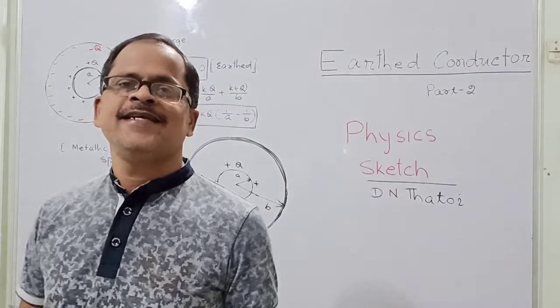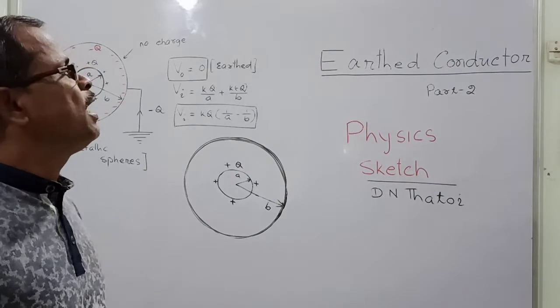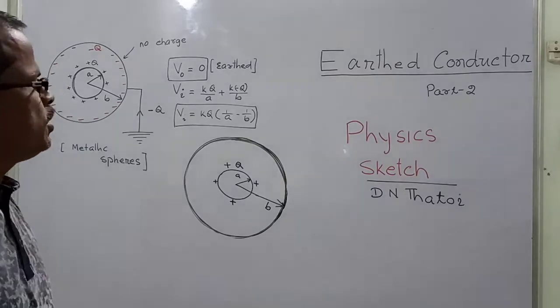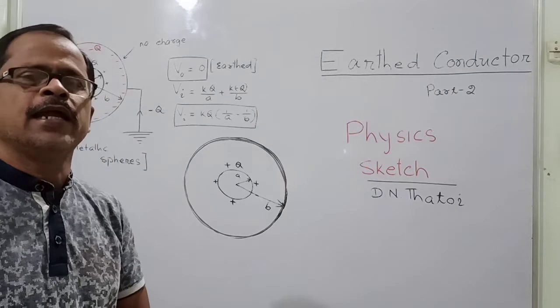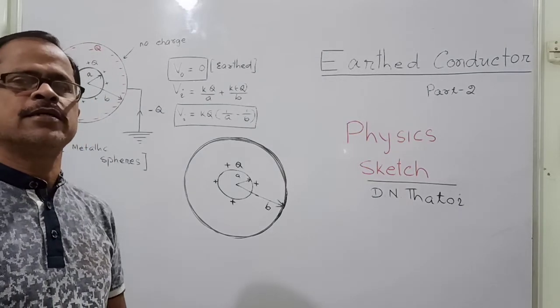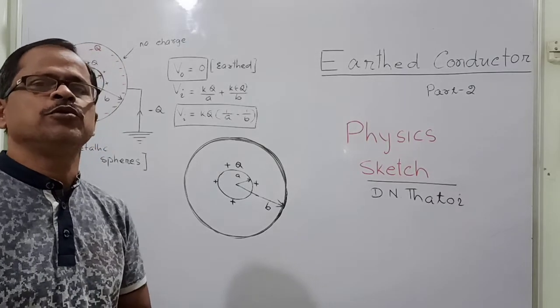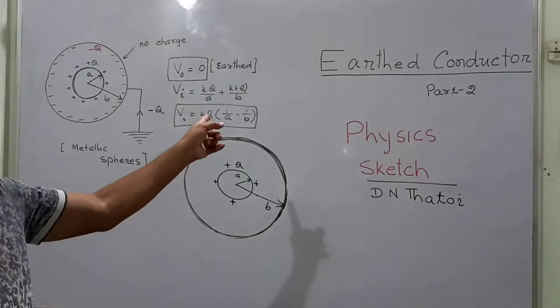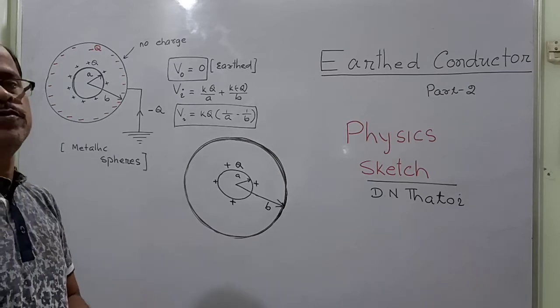Hello students. Today we are going to discuss the second part of the earth conductor. When a conductor is connected to the earth, it is called an earth conductor, and as a result, the potential of the conductor will be equal to 0. That already we have discussed in part 1. In this class, we are going to discuss the remaining portion of this topic.